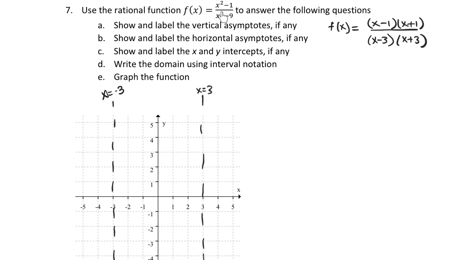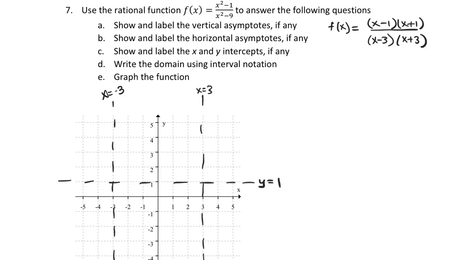The horizontal asymptote happens when we compare the degree of the numerator to the denominator. So if they're the same degree, remember you divide the leading coefficients. So this is degree 2, that's degree 2. They're the same degree, so we divide the leading coefficients. 1 divided by 1 is 1, so the horizontal asymptote is y equals 1.